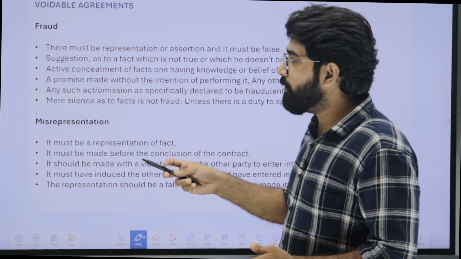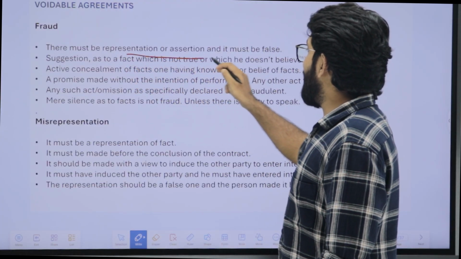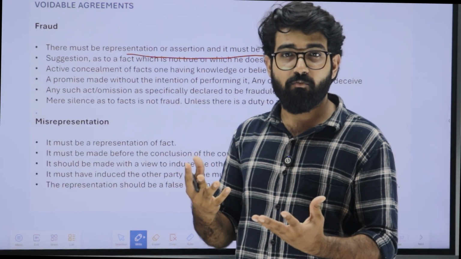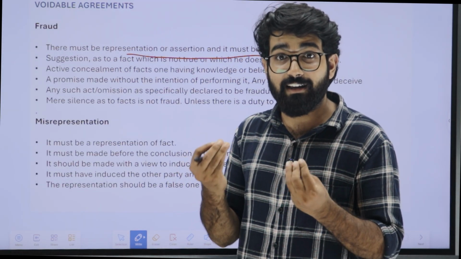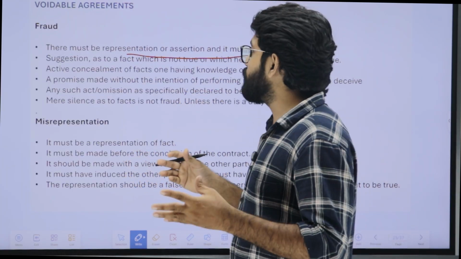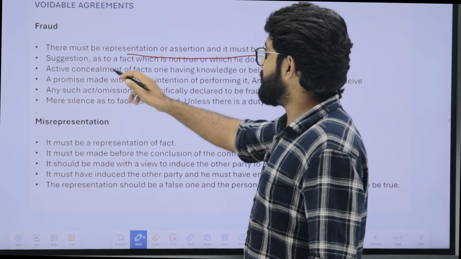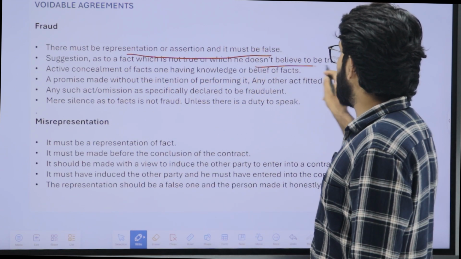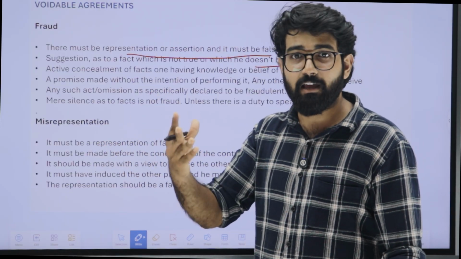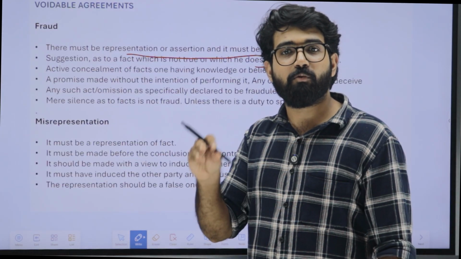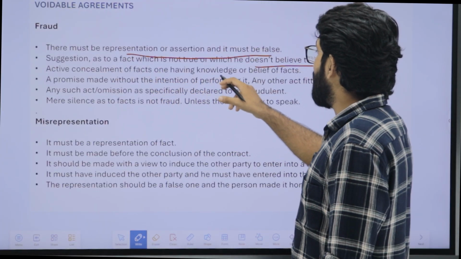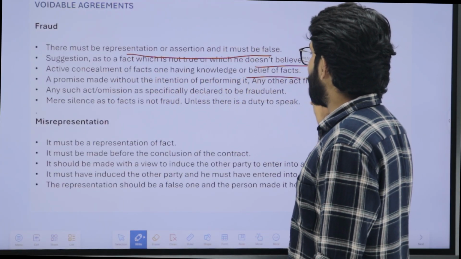Fraud means, look here, a representation or assertion, and it must be false. We are making a representation. We are telling something to someone to enter upon a contract, and what we are telling them is a lie. It is an untrue statement. A false suggestion as a fact which is not true, which he doesn't believe to be true. When I am making a statement or suggestion to the other person, I myself know that what I am saying is not true. Then active concealment of fact, one having the knowledge or belief of facts.